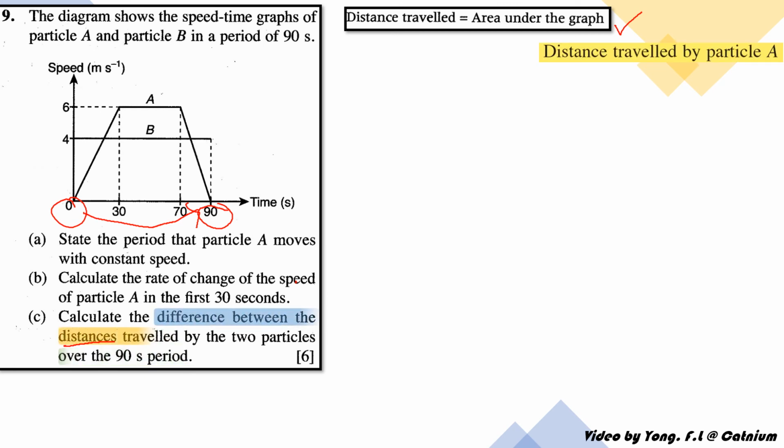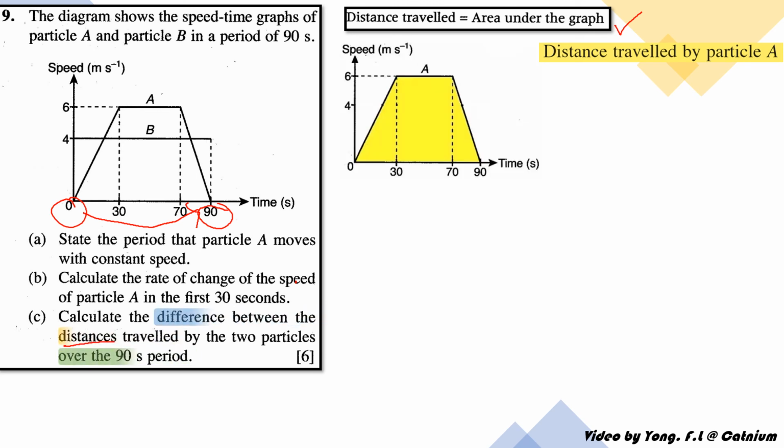So now distance traveled by particle A, they want the difference, so we have to calculate the distance by A and also distance of a particle B. Masing-masing kirakan dulu. So for the distance of particle A, so I have a sketch in a yellow area, warna kuning. Okay. So you can see this is the area under the graph of particle A for the movement of 90 from 0 to 90. Okay. So this is a trapezium.